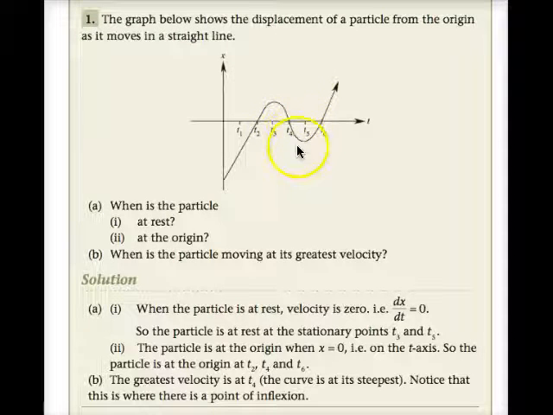So the steepest part of this curve will be where this inflection is here, because notice we've got concave down, concave up at t4. So we'll say, well, the velocity is greatest there, but because this gradient here is negative, the velocity is greatest, however, the particle is travelling in the negative direction. So the greatest velocity is at t4, where the curve is at its steepest, however, it is travelling in the negative direction, because for this part of the curve, dx/dt is negative.